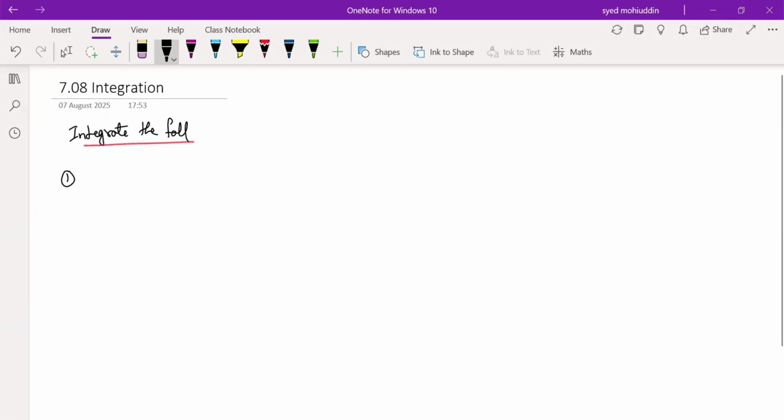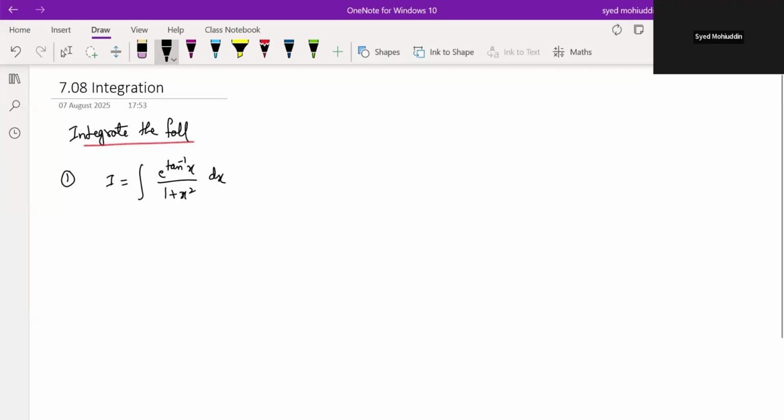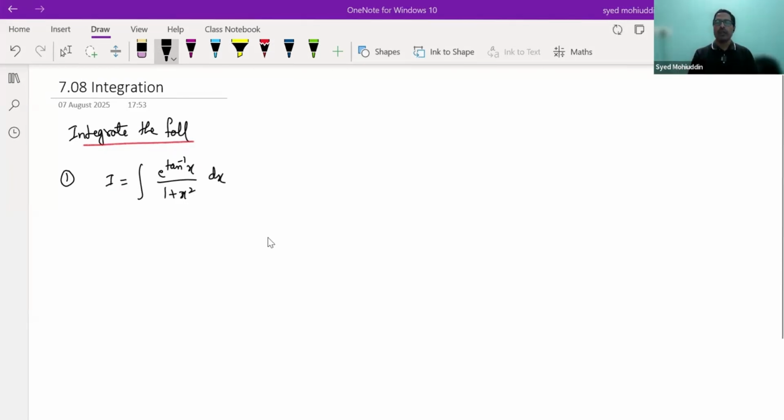So the question is the integral of e power of tan inverse of x divided by 1 plus x square into dx. We need to evaluate this one. To evaluate this particular integral, you have to check which value has to be taken as t. So that is what we need to check.